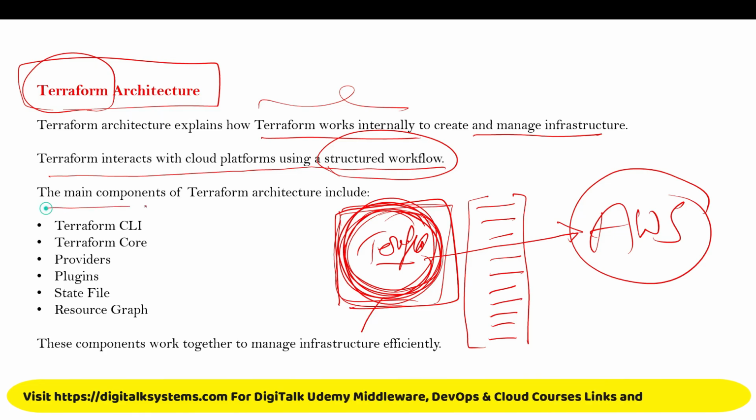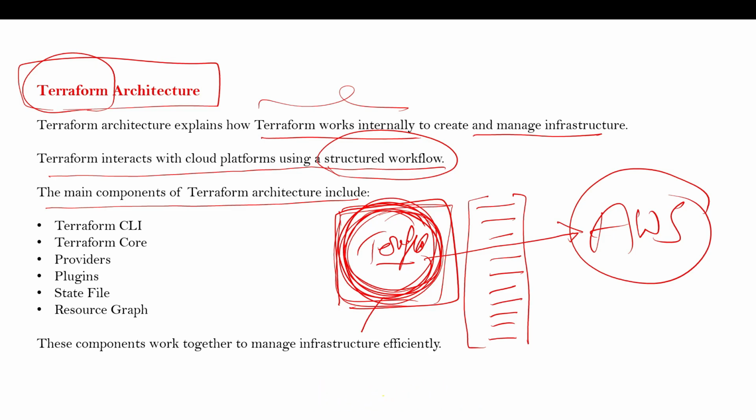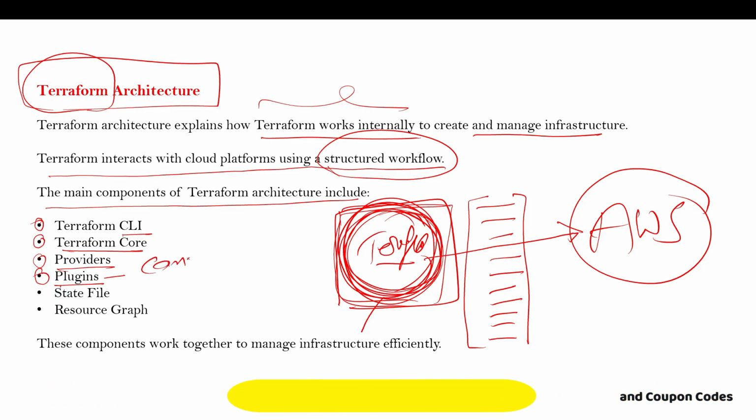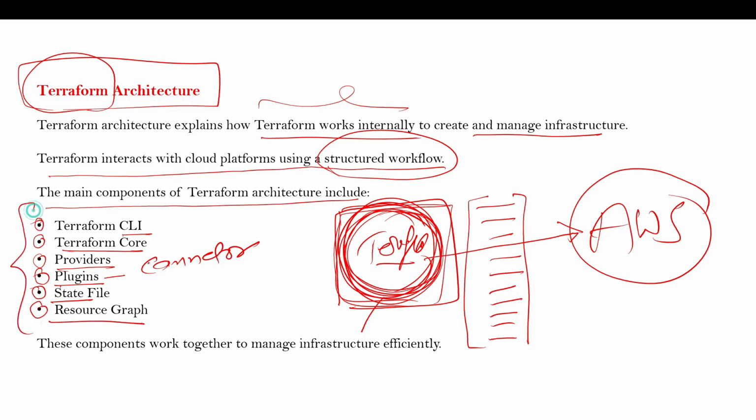So what are the main core components of the Terraform architecture that participate in end-to-end execution of the Terraform code, after which your infrastructure gets prepared in your cloud? The very first is Terraform CLI, which is the command line interface. Second is Terraform core. Third is providers. Fourth is plugins, also called connectors. Then we have state files in Terraform, and then the resource graph. These are the core components. You should understand them if you really want a good hold on Terraform.